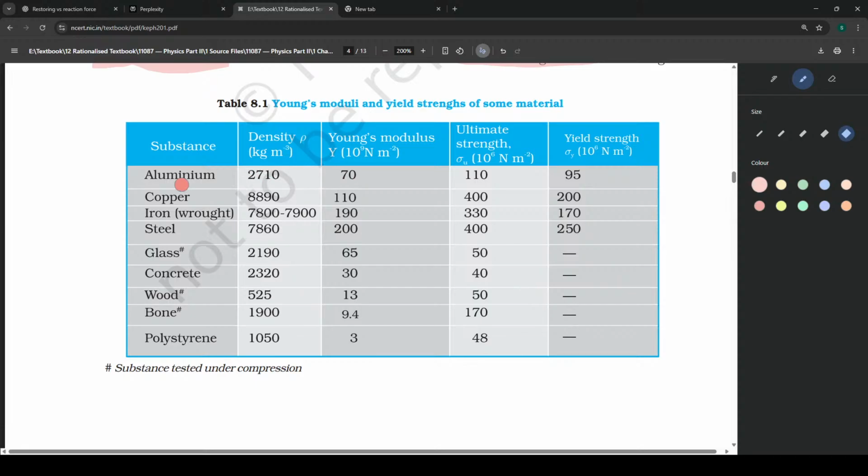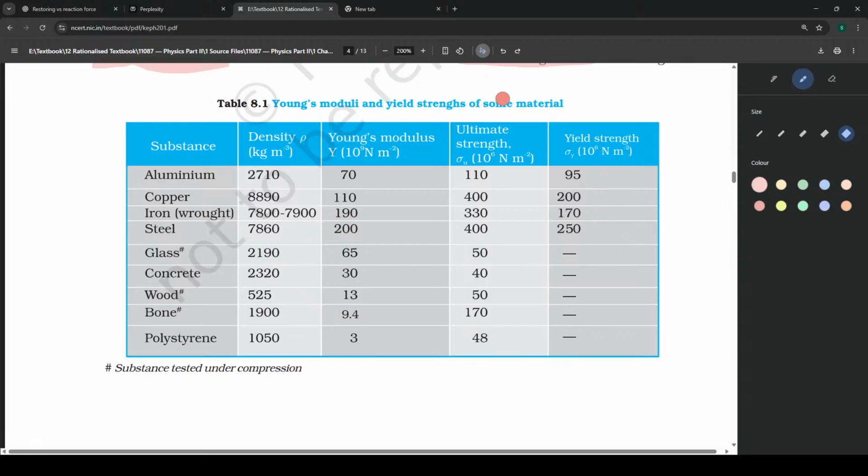For the material aluminium, Young's modulus is 70 into 10 power 9 Newton per meter square. The ultimate tensile strength is where it immediately goes down, where even with minimal stress it will become more strain, that is 110 into 10 power 6 Newton per meter square. The yield strength is basically the point where proportionality is gone.